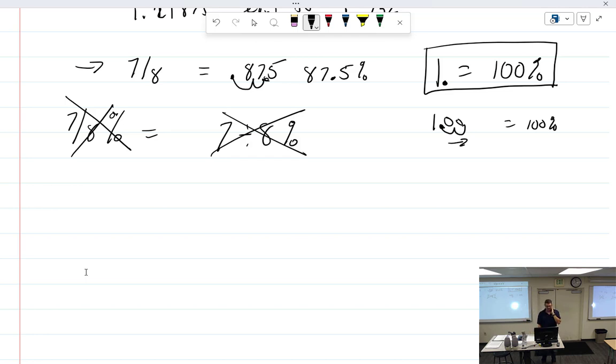Do one more. So what is 5/8 as a percent? What percent is that? So I'm going to do 5 divided by 8. 5 divided by 8 equals 0.625, and I'm going to move the decimal place over 2 places to the right, so I'm going to have 62.5%, and I'm going to leave it at that. All right.